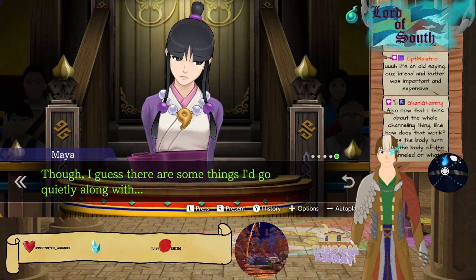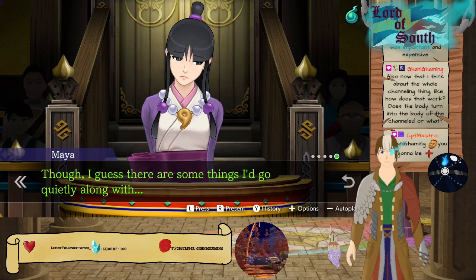Also, now I think about the whole channeling thing. Like, how does that work? Does the body turn into the body of the channeled or what? Yes, it does. Don't you remember?